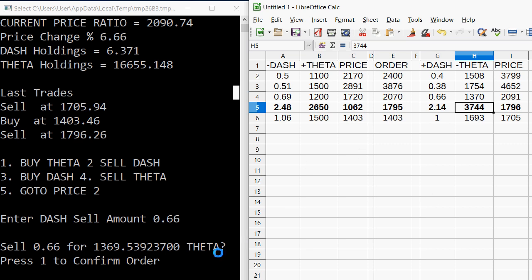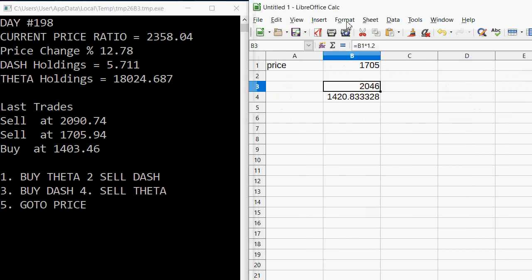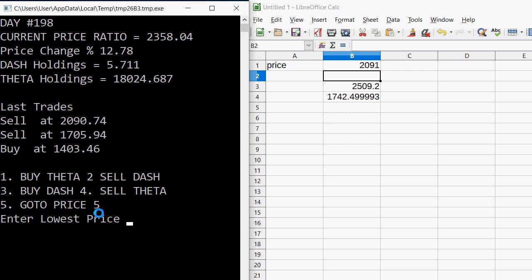And every order we've done has been traded, and of course it's always going to be for a profit this way. So we will now, with the last trade at 2091, see where we go from here. And that's either 1742 or 1740 or 2510, which takes us to day 206 and it goes down.